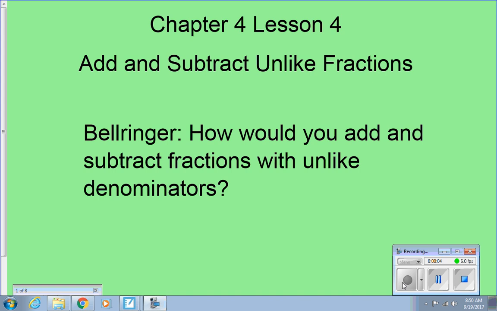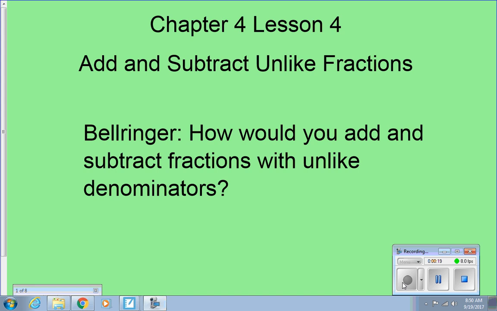Guys, chapter 4, lesson 4, adding and subtracting unlike fractions. So what do you think I mean by unlike? What do I mean by unlike this time, Jasmine? Yeah, we're going to have different denominators. So we're going to have to work on changing them. We kind of talked about this a little bit, gosh, a few days ago.